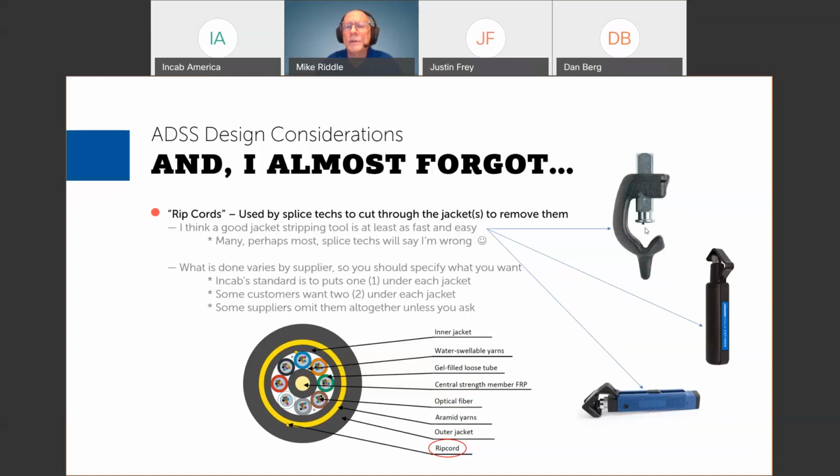Let's see, next question. When is HDPE the best choice? That's a good question. That is really more a matter of personal preference.